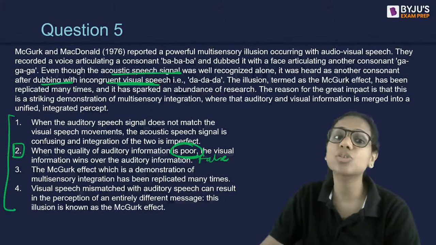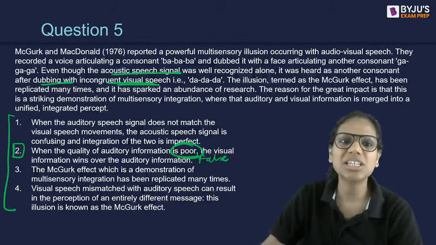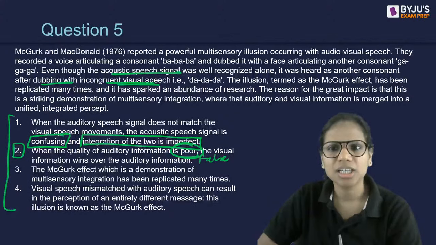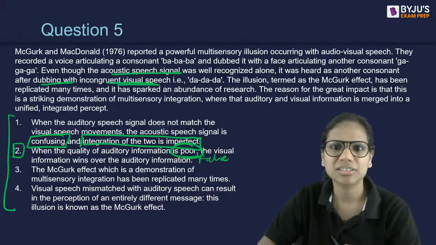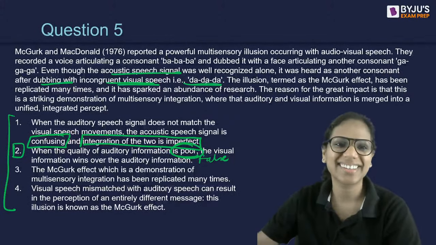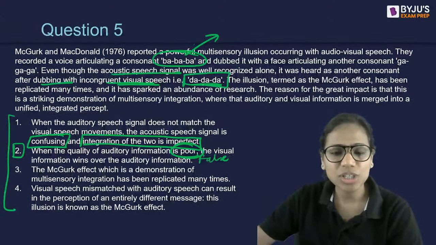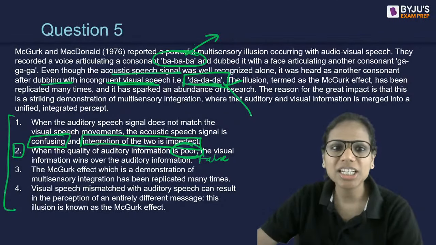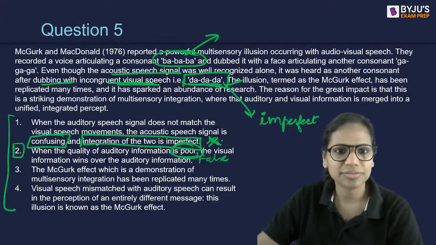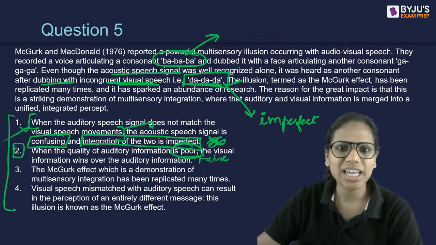Then, when the auditory speech signal does not match the visual speech movements, okay, so now this sparks my interest, right? Let's see the next thing. The acoustic speech signal is confusing and the integration of the two is imperfect. Okay, but have we said that this integration is imperfect? Tell me. We are saying that it was heard as another consonant altogether, that is da da da, right? So if we are dubbing ba ba ba with incongruent visual speech, we'll hear another consonant altogether, right? We are not saying that this is imperfect integration. Nowhere does it say that this is imperfect integration. So this part makes it absolutely incorrect. So while the first part sparked my interest, I read the other part also carefully.